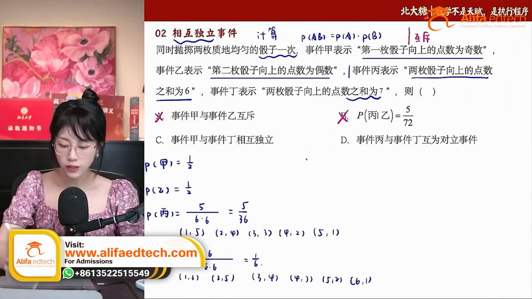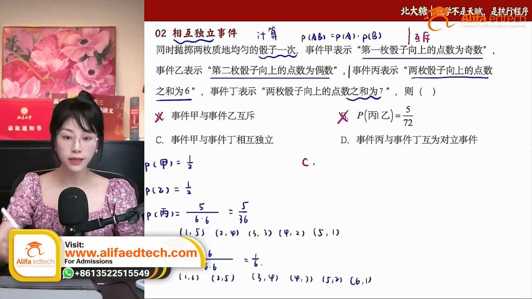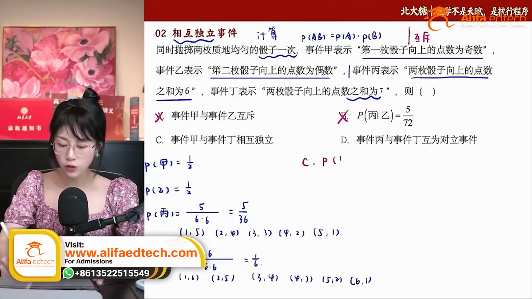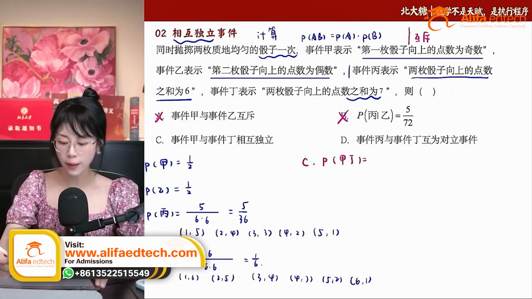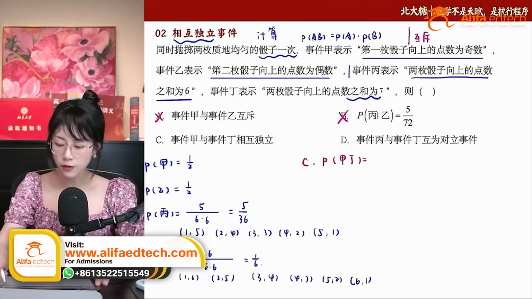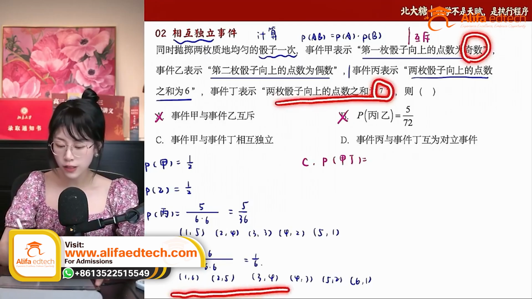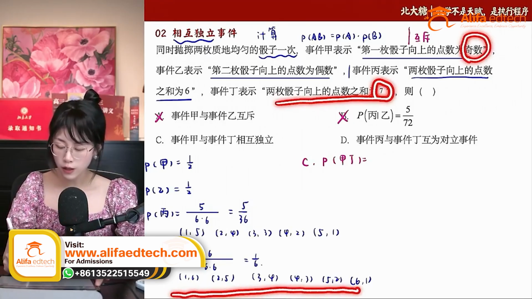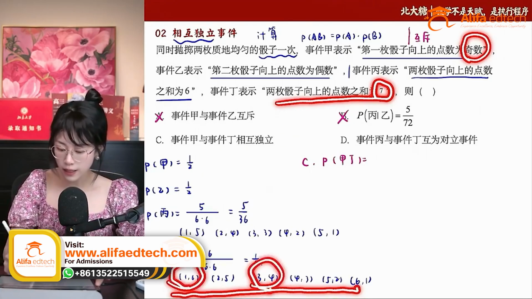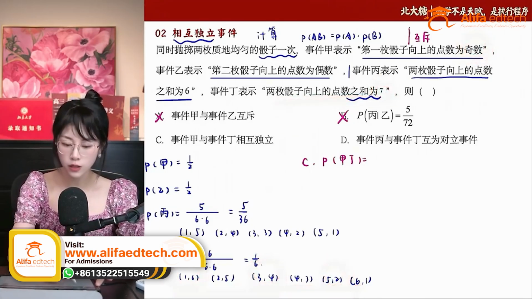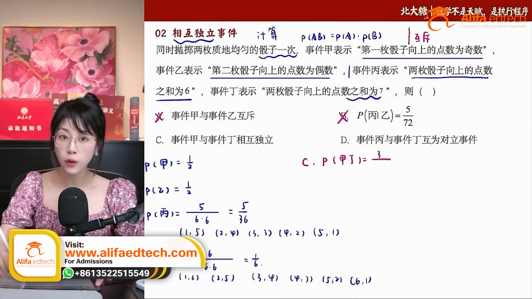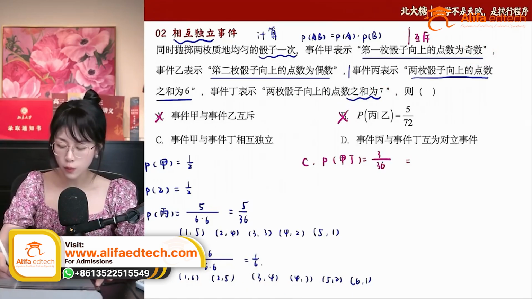Now let's look at options C and D. What is C? Our events A and D are independent, so I just need to look at the probability of both A and D happening at the same time. For A, it's that the first die shows an odd number, and for D, the sum of the two dice facing up is 7, so we still need to look for this within event D. It requires an odd number, meaning the first die is odd, this one is okay, this one is okay, and this one is also okay. So there are a total of 3 events, and the total number of possible events is still 6 times 6, which is 36, so the probability is 1/12.